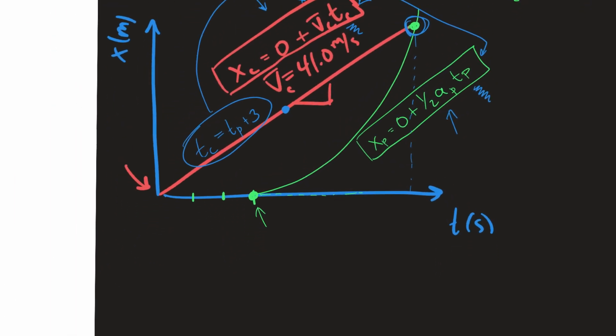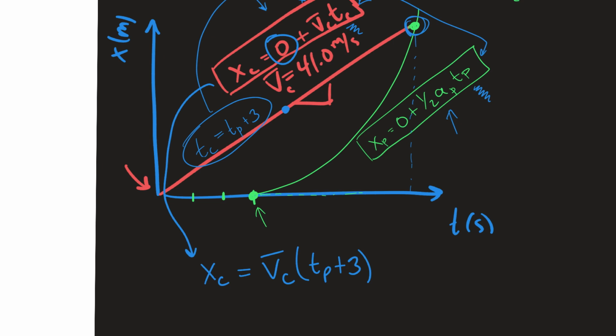So I can say, okay, cool, well, x of c. I'm going to take this equation right here and bring it down here. Equals, I'm not going to bother writing this 0, velocity of the car, TP plus 3, right? It's 3 seconds longer, okay?